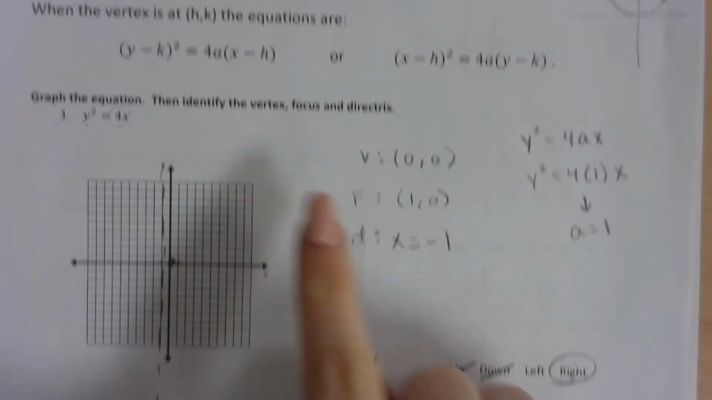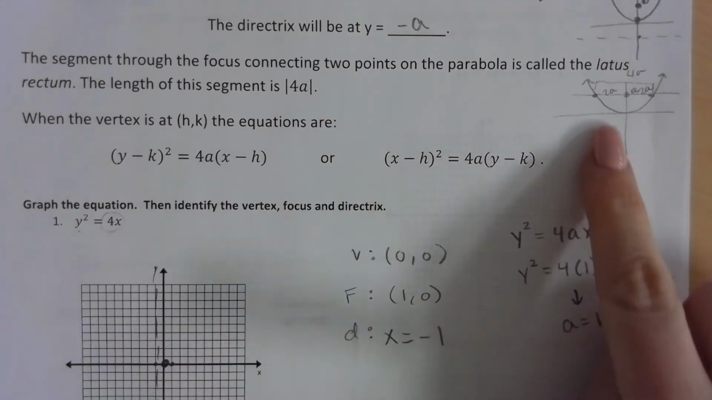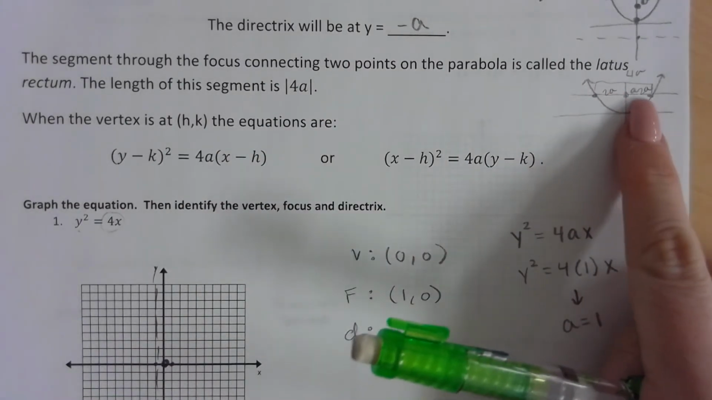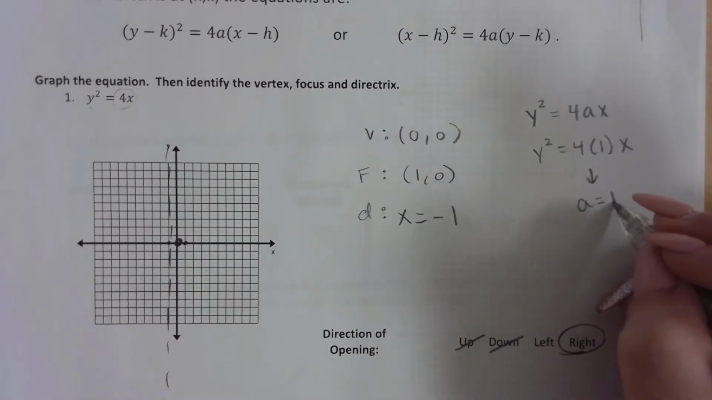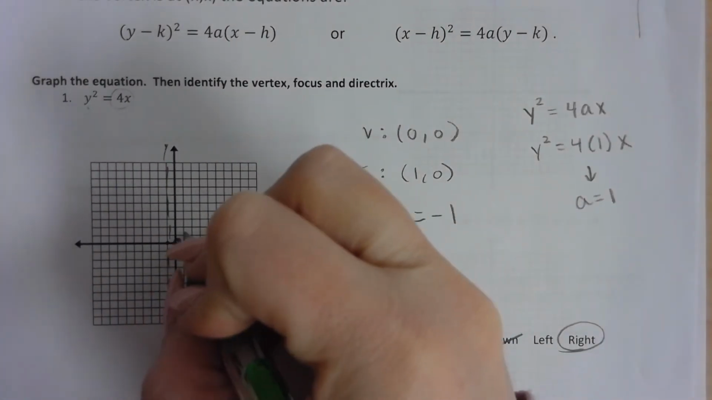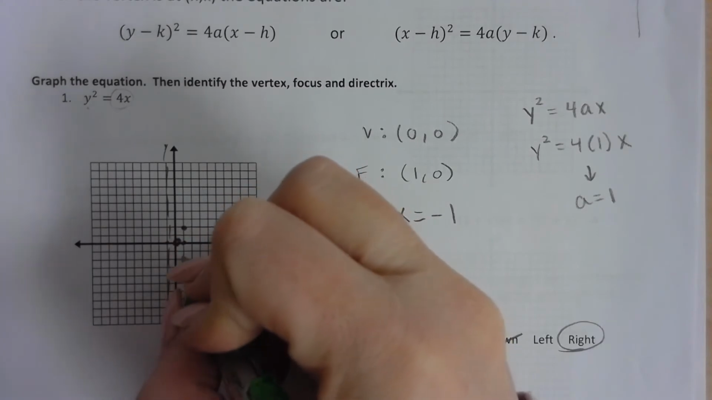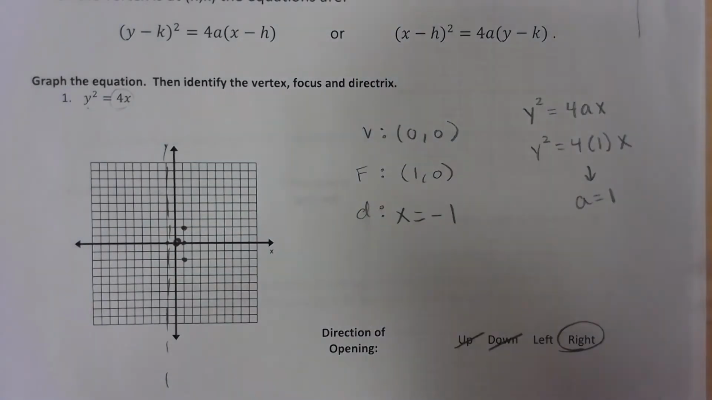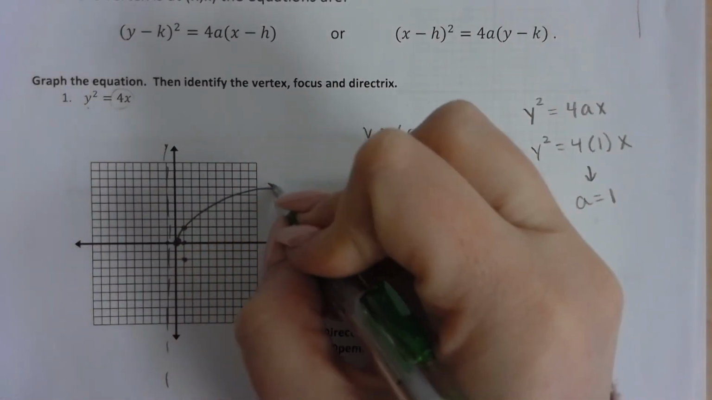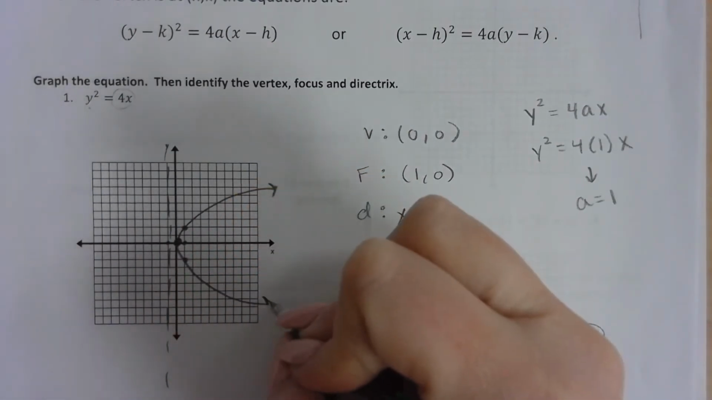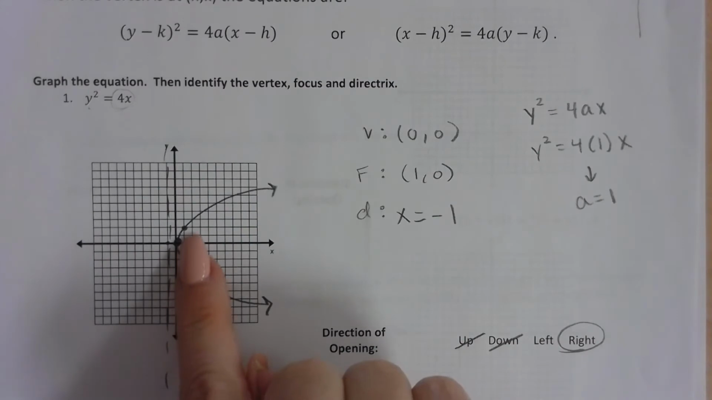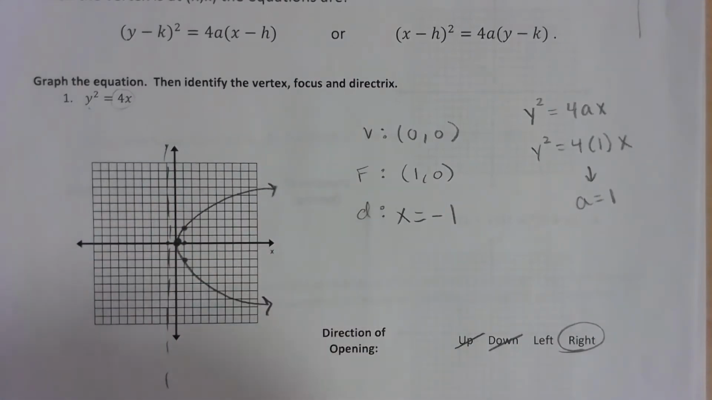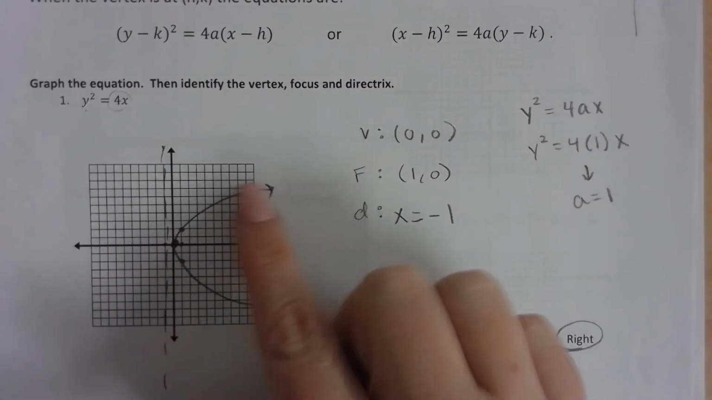Now, I also told you guys up here, remember, that the distance to the point next to the focus is 2a away. So if I go 2a, well, a is 1, so that means I'm going 2. So I'm going to go out 2 from the focus, and that tells us how wide our parabola is opening. So now we have graphed our parabola, right? If a was 4, then I would have to go up 8. That's going to be a really wide parabola. But because a is 1, it's not that wide.